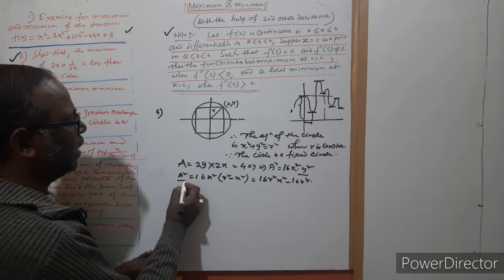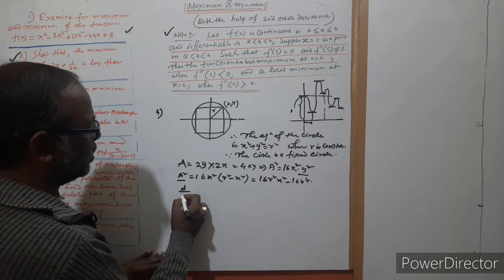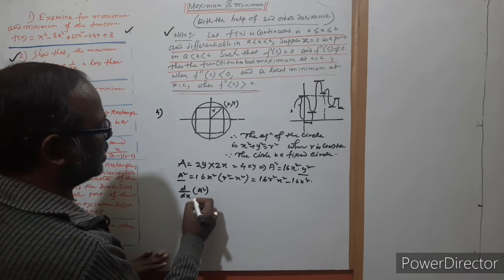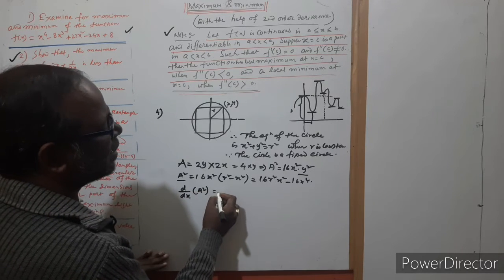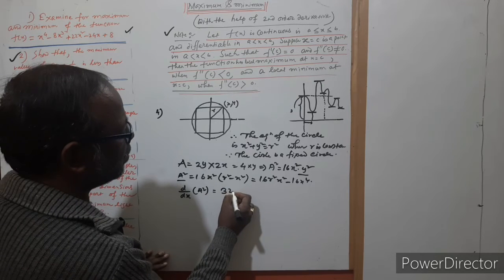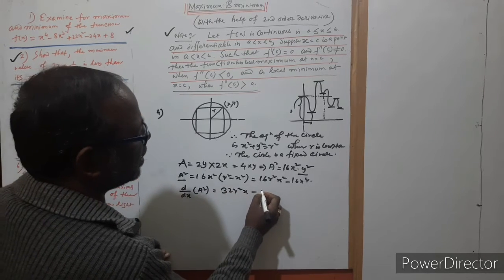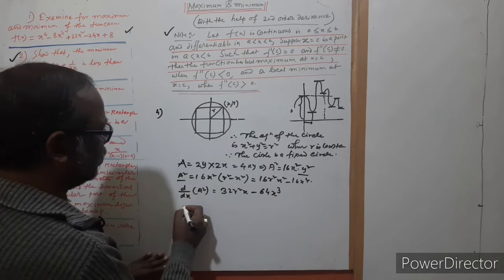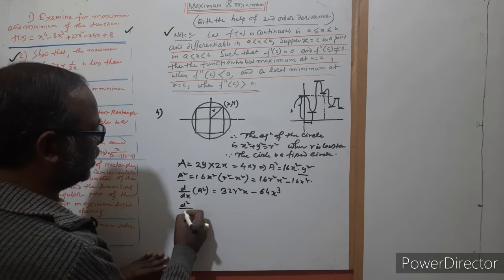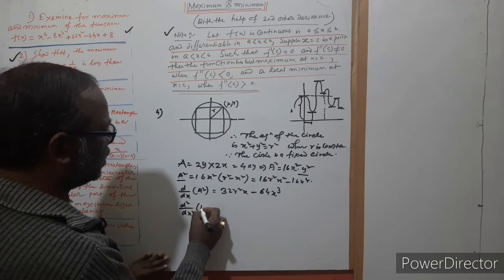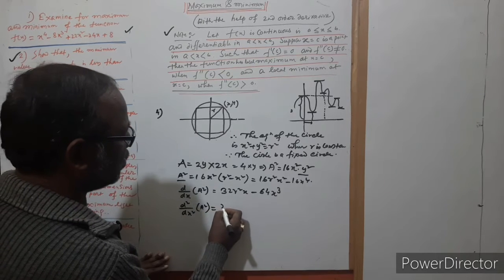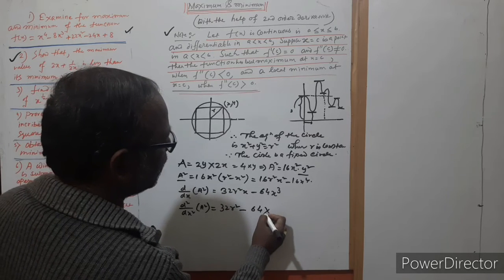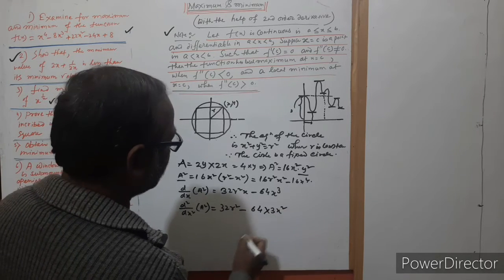And now again we differentiate A square, but don't write it like twice A dA by dx, we write it like that only. And now this is 32 r square x minus 64 x cube. Now find d2A by dx2, and this is equal to 32 r square minus 64 into 3 x square.